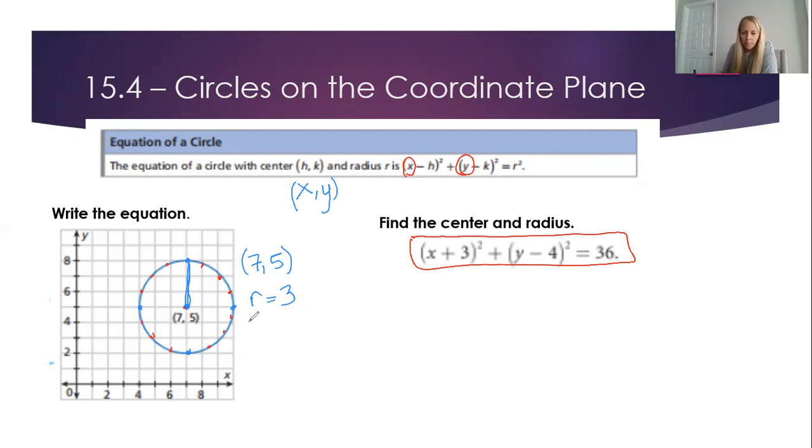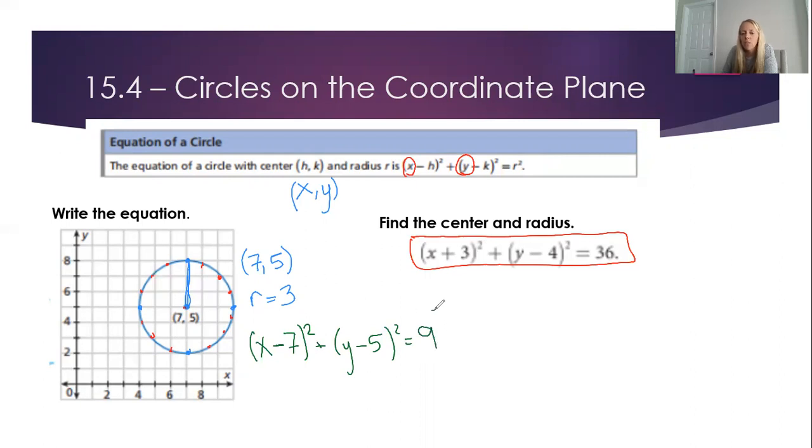All right, so then let's go to this problem here. Let's write the equation of the circle pictured on this coordinate plane. Okay, well, we know it's x minus the x value. So this time the x value is 7, and we square that, plus y minus the y value, which is 5, and the radius squared. So we have to square 3, which gives us 9.